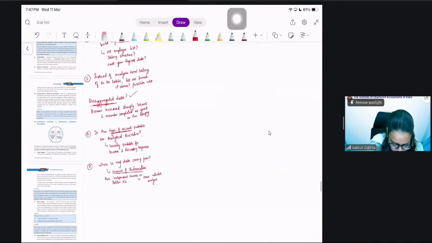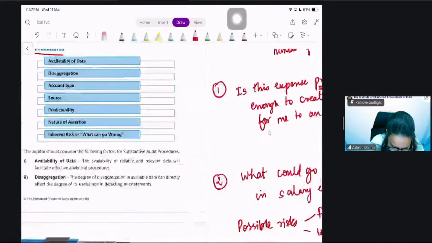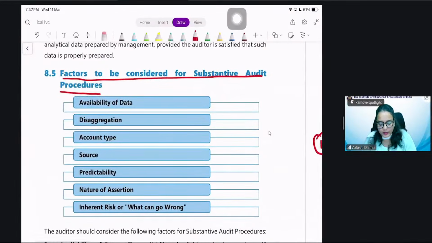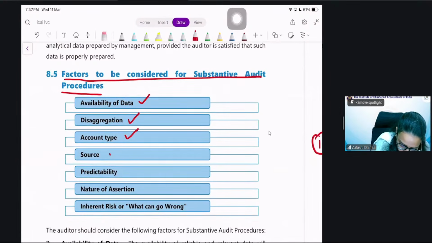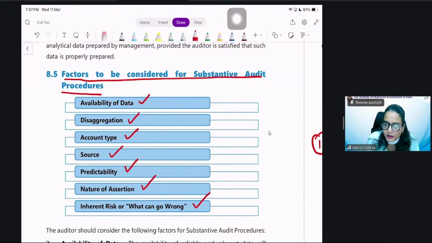Now, if you see the book, the factors to be considered for substantive analytical procedure are: availability of data, disaggregation, account type, source, predictability, nature of assertion. What can go wrong? Can you see now? Factors to be considered. Keeping all these things in mind, can I use substantive analytical procedure? Same thing I'll say in English: these factors will decide whether I can consider using substantive analytical procedure or not.